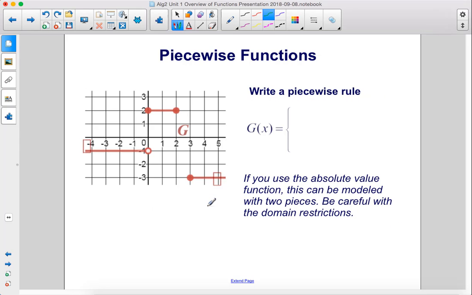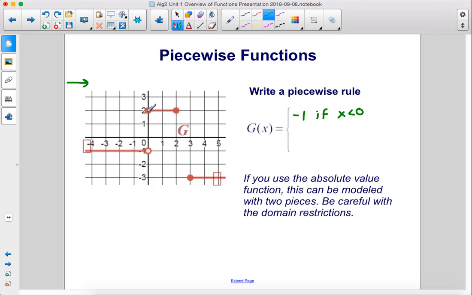Write a piecewise rule. Alright, so what we're going to do is start from the left, and we see that from -infinity, we are approaching the y-axis at y equals -1. So g of x, or y in your mind, the function is at -1 if x is less than 0. So it's not equal to 0 because when x equals 0, we have this filled in circle here. So this is just -1 until we get to 0.